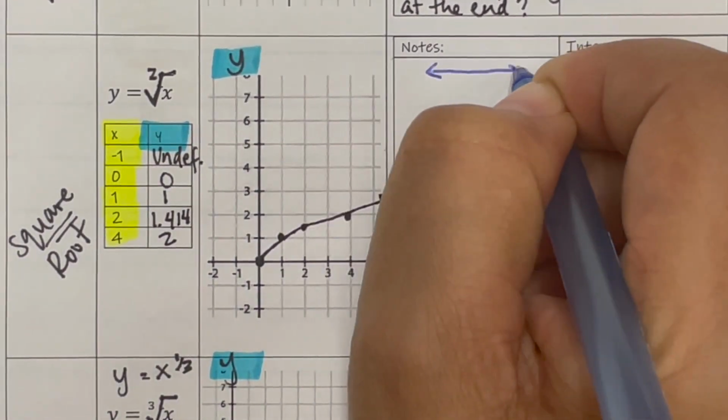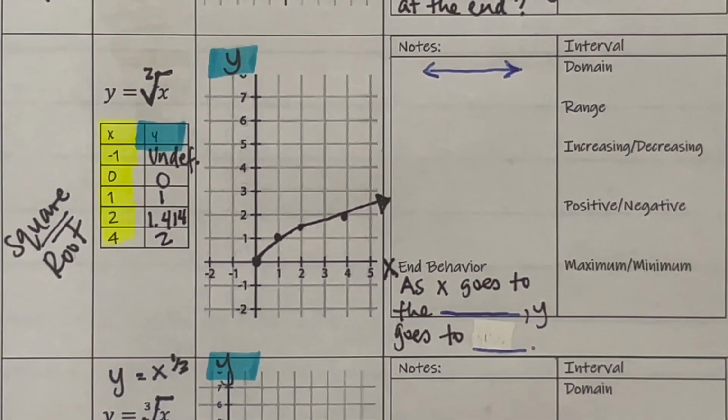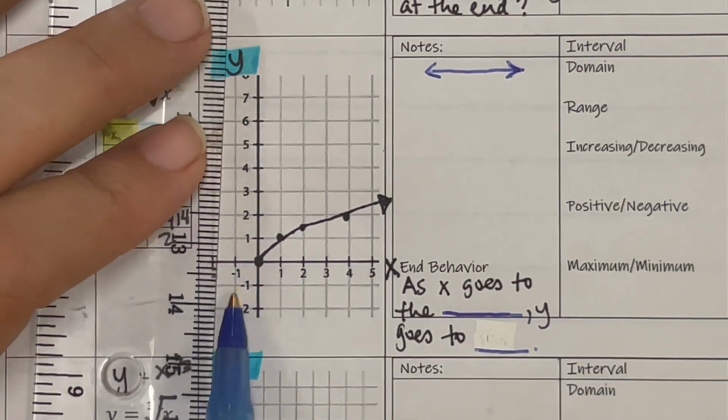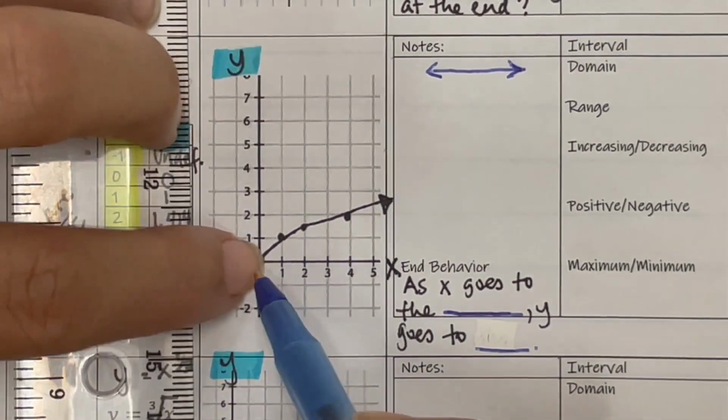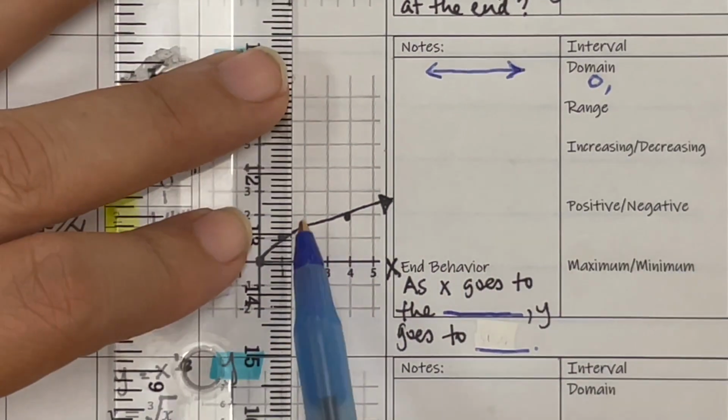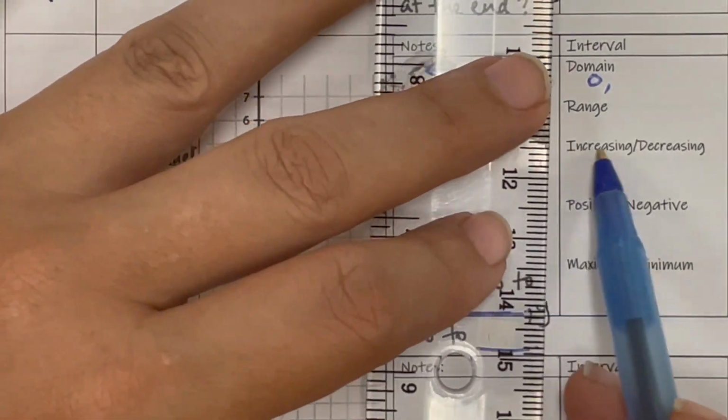So domain again is from the left to the right. So take a ruler, start on the left. Is there a graph? No. Is there a graph? No, no, no. Yeah, right there's a graph. What point is that? 0. And then it keeps going all the way to where? Keeps going, going, going all the way to infinity because the numbers keep getting bigger.